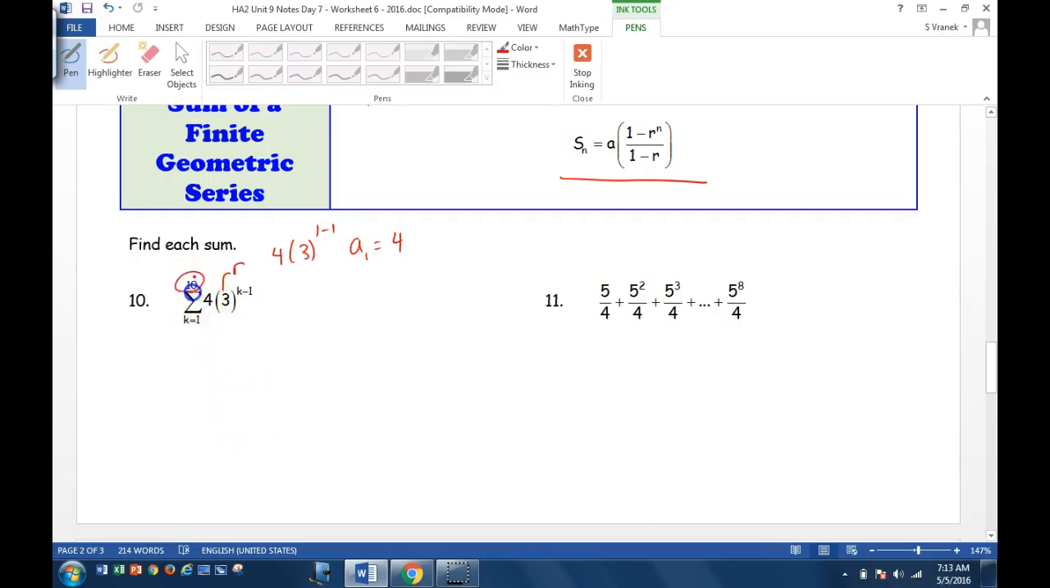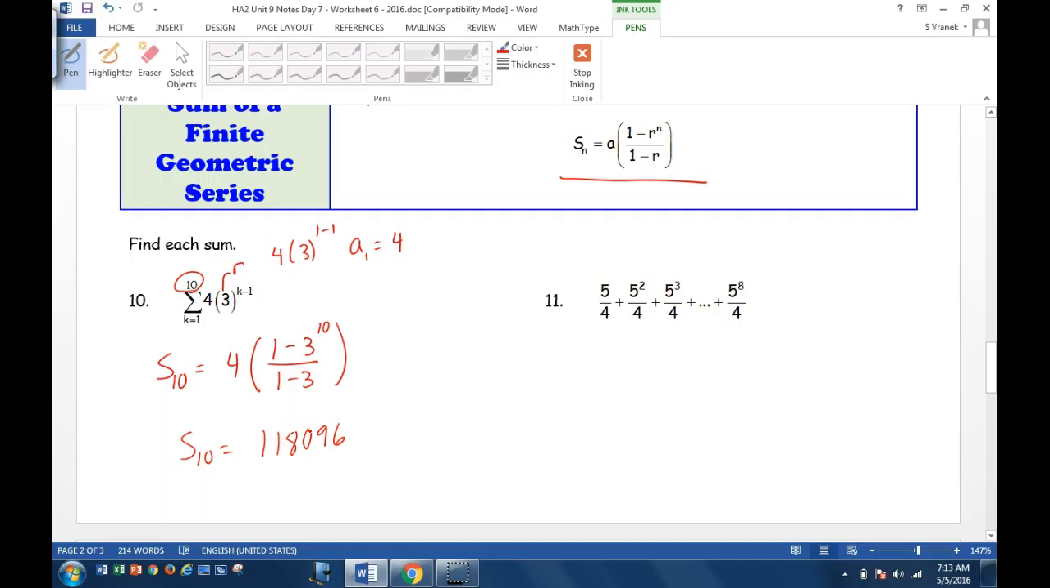And we're going up to 10. So we can now do our formula. S of 10 is equal to the first term, which is 4, times 1 minus 3 to the 10th over 1 minus 3. When you multiply that all in and evaluate, you get 118,096. And again, that is if we wrote out all 10 terms and then added them up. That's what we would get.